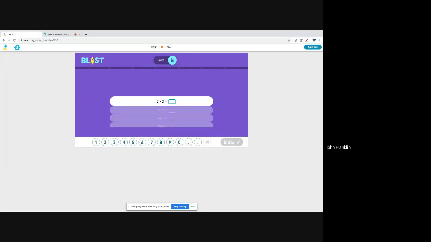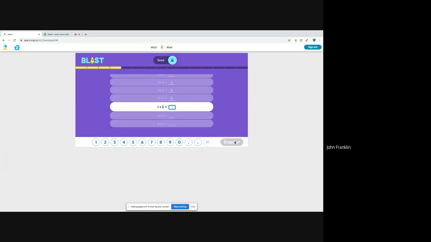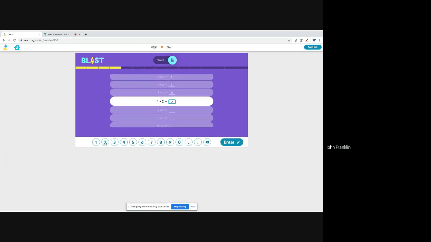Blast off. First question, 2 times 2, we know to be 4. 3 times 2, 6. 4 times 2, 8. 5 times 2 is 10. If you're noticing a pattern so far, 1 times 2 is 2. 4 divided by 2 is 2. 6 divided by 2 is 3. 10 divided by 2 is 5.